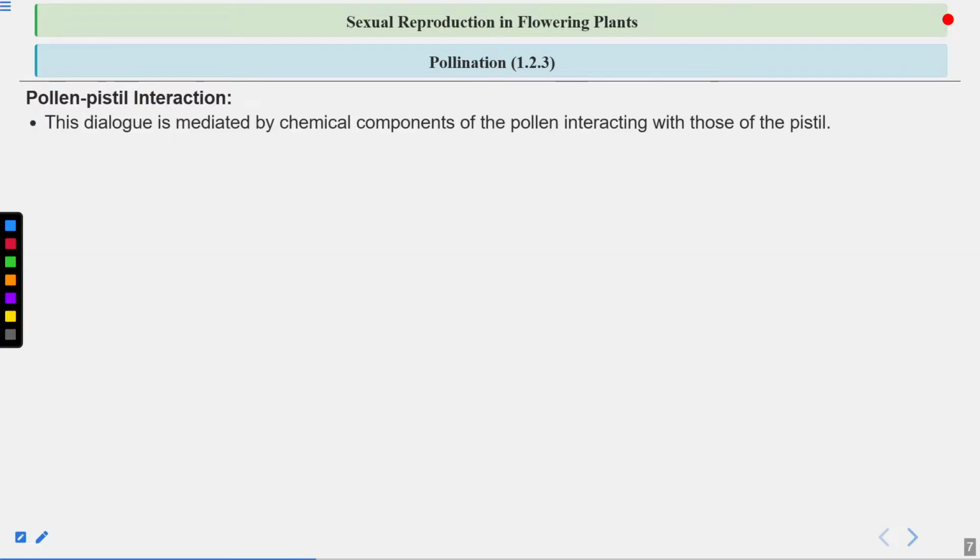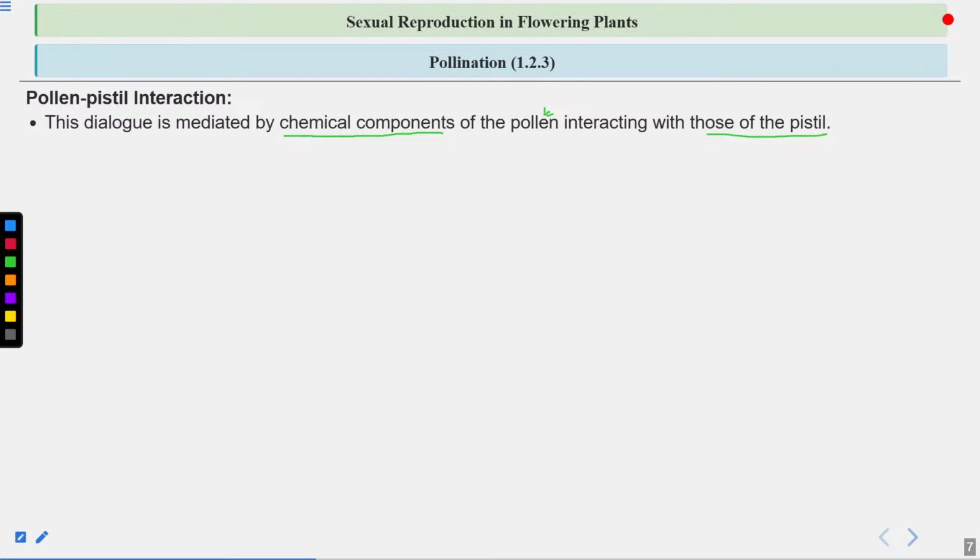So this dialogue is mediated by the chemical components of the pollen interacting with those of the pistil. Okay, so the pollen releases some chemicals, and the pistil can recognize those chemicals. They can judge whether the pollen is of the same type or of a different type, the same species or not. So it is a chemical interaction. Yes, it is a chemical interaction.